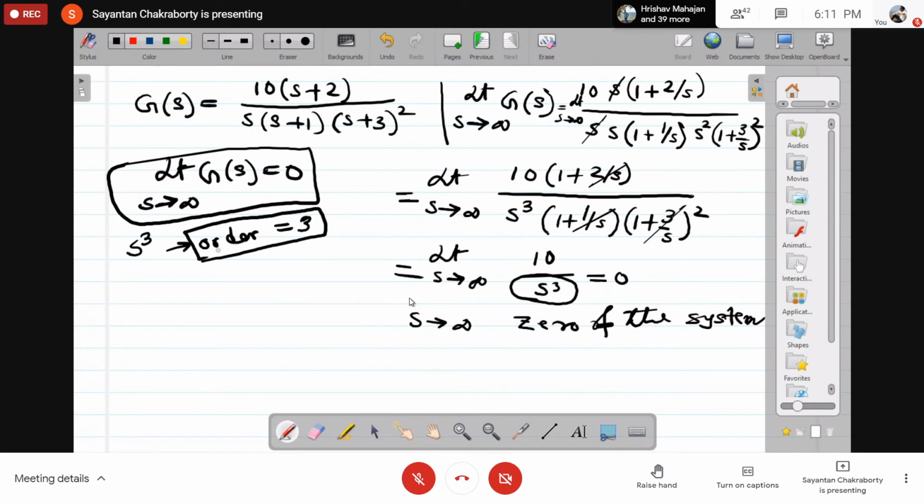Did you understand the concept? The concept of zero and pole at infinity will come in handy in the next semester when you'll be learning the concept of root locus, right? So just keep this in mind. For any transfer function, the total number of poles and zeros, including finite and infinite poles and zeros, should always be equal.